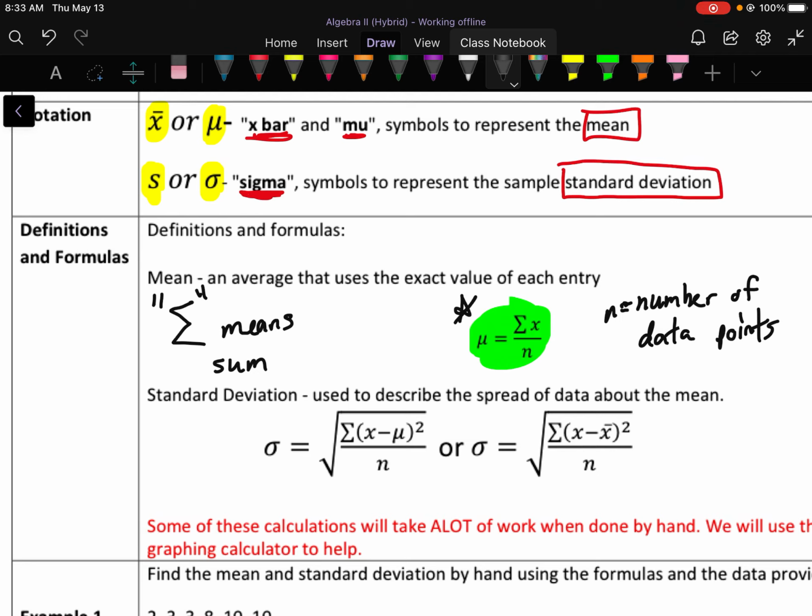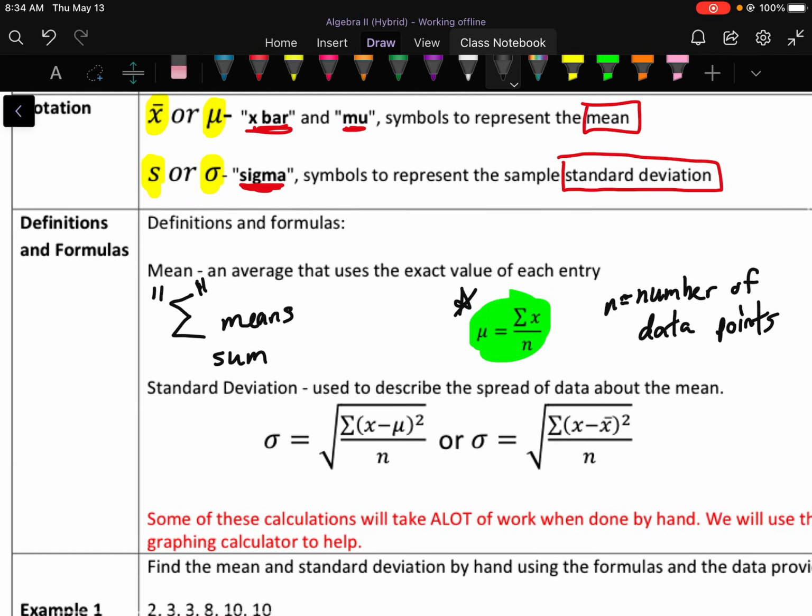Now again, standard deviation, we talked a little bit about this in Algebra 1, but here we get a little bit more in depth. We learn how to calculate it by hand briefly and how to use the calculator. Standard deviation is used to describe the spread of the data about the average. We'll talk a little more about how that is useful when we jump into 12.3. But here's how you calculate it.